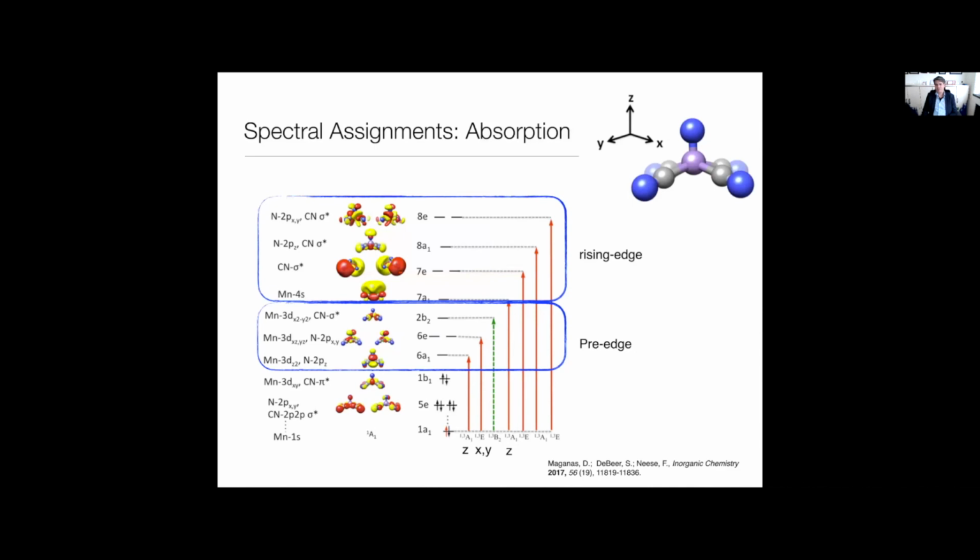So first of all, we have to assign that it's a relatively simple electronic structure. And so the X-ray absorption pre-edge arises from excitations of the 1s electrons into the metal 3d derived orbitals. And there are Z and XY allowed transitions here, by going into the x squared minus y squared or the dz squared orbital. And then, of course, there are the rising edge transitions.